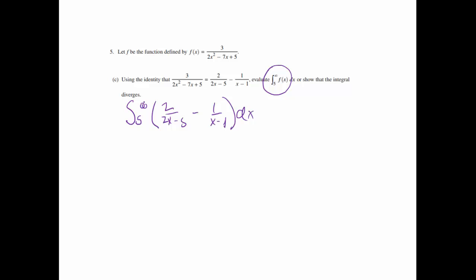Okay, before we do that though, we've got this infinity going on, so I need to change this problem to involve a limit.